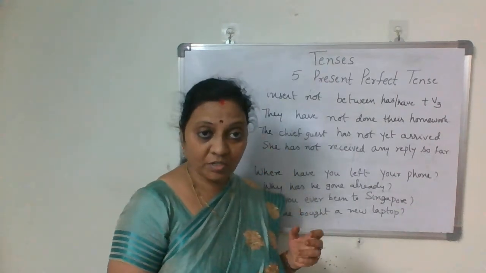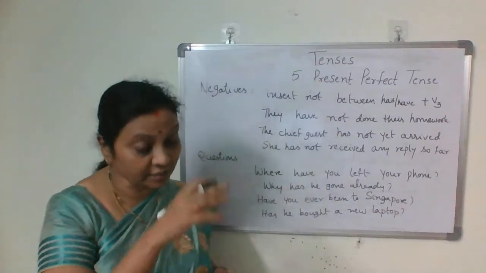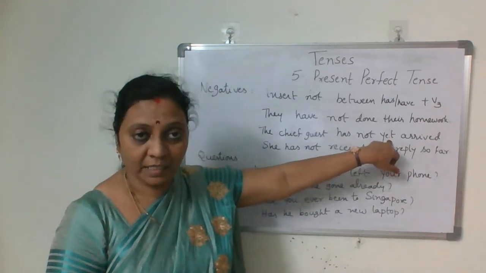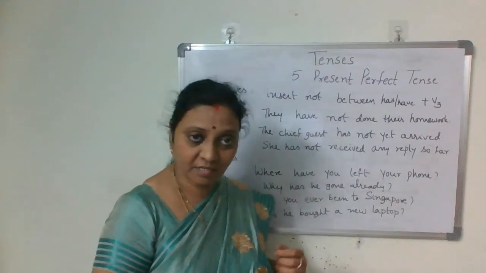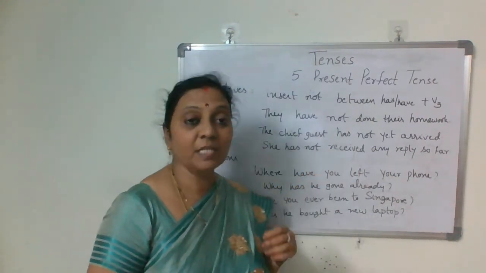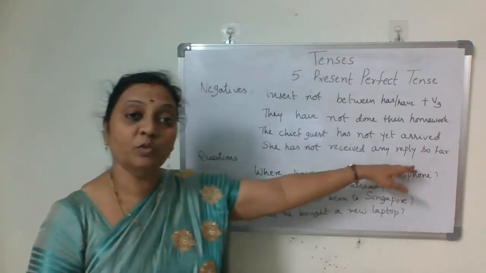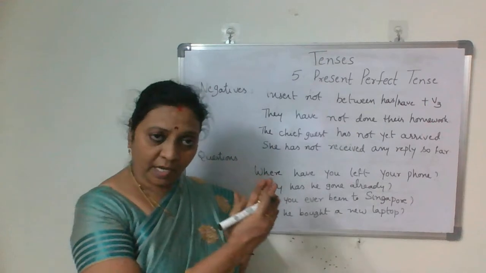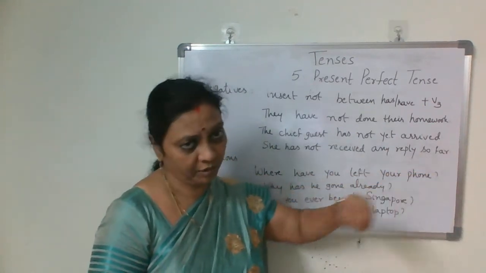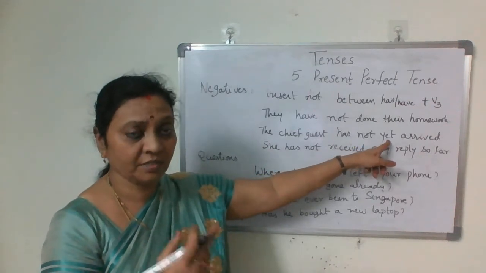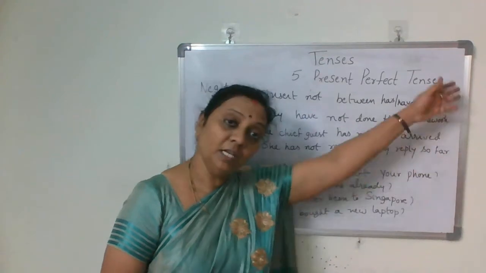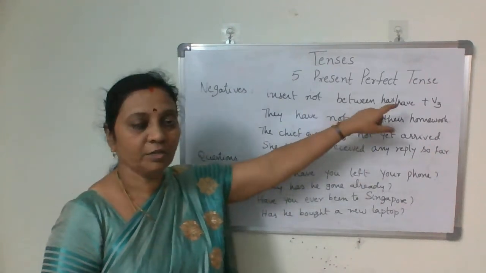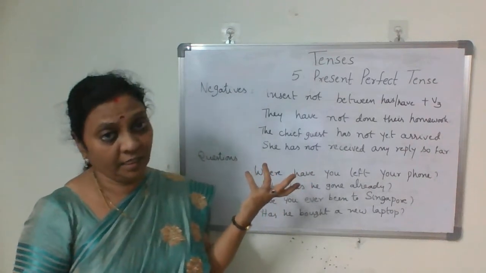The chief guest has not yet arrived. Yet means up to now he hasn't arrived. As I said, yet is mainly used in negative sentences. She has not received any reply so far. You can put yet, so far, or already in the middle, between has or have and V3, or at the end also. Here, he has not yet arrived, and here, she has not received any reply so far. But inserting not between has or have and V3 is what gives the negative meaning.